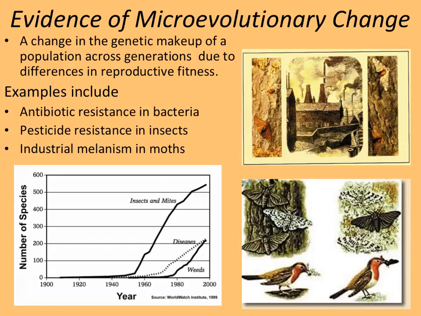evidence of microevolutionary change in terms of selection. Insects and mites. Everybody know what a pesticide is? Okay, it's a poison, it's a toxin. We've seen when pesticides were first used, populations of insects, eventually almost everybody in the population was resistant to that pesticide, so they have to find new ones. The same thing happened in terms of antibiotic resistance, which is something that we still have to deal with now.